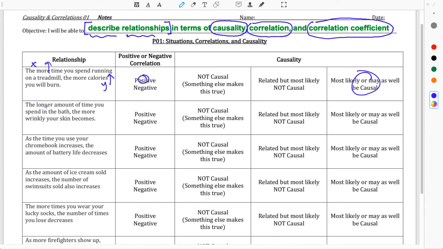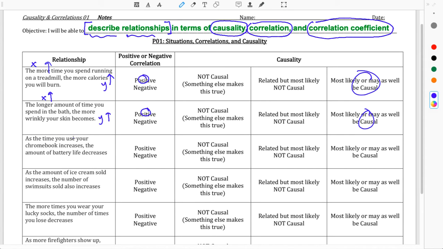This next one says, the longer amount of time you spend in the bath, the more wrinkly your skin becomes. So that's an increase in time, and the more wrinkly your skin gets, that's an increase in y. So that's a positive relationship. And we're pretty sure it doesn't happen when I'm not in there, right?